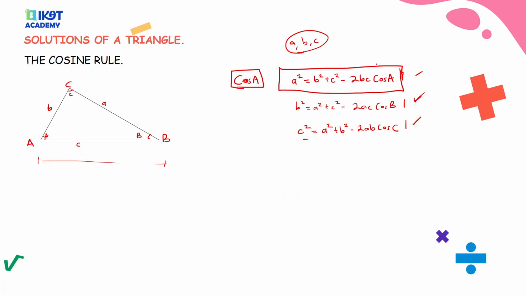So these are the three equations or formulas in the cosine rule, and we are going to start by proving this. A question can actually be asked to prove that for any triangle ABC, a squared equals b squared plus c squared minus 2bc cos A. Now for this question, we are particularly finding cos A.